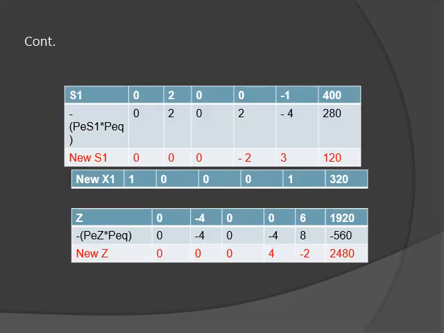Okay, by repeating the mentioned procedure of measuring the entrance of new variables as basic variables, we will get the new S1 equal 0, 0, 0, negative 2, 3, 120, the new X1 as it is 1, 0, 0, 0, 1, 320, and the new Z is 0, 0, 0, 4, negative 2, 2480.